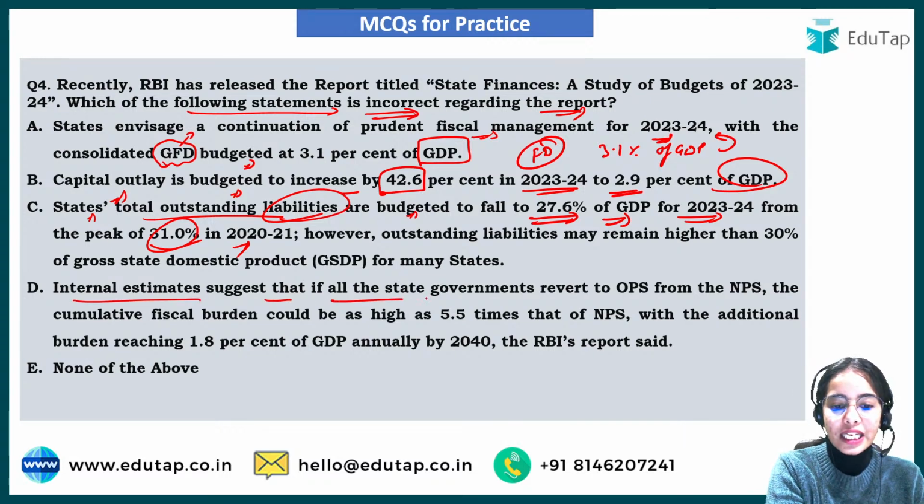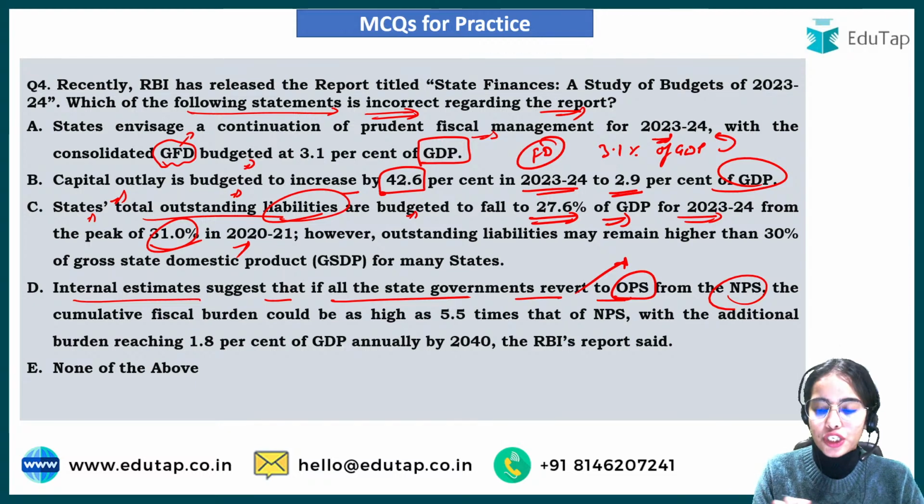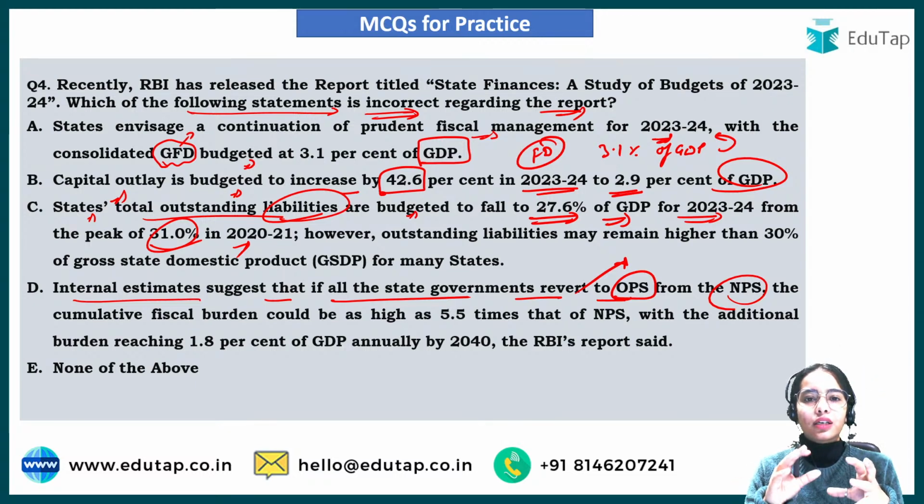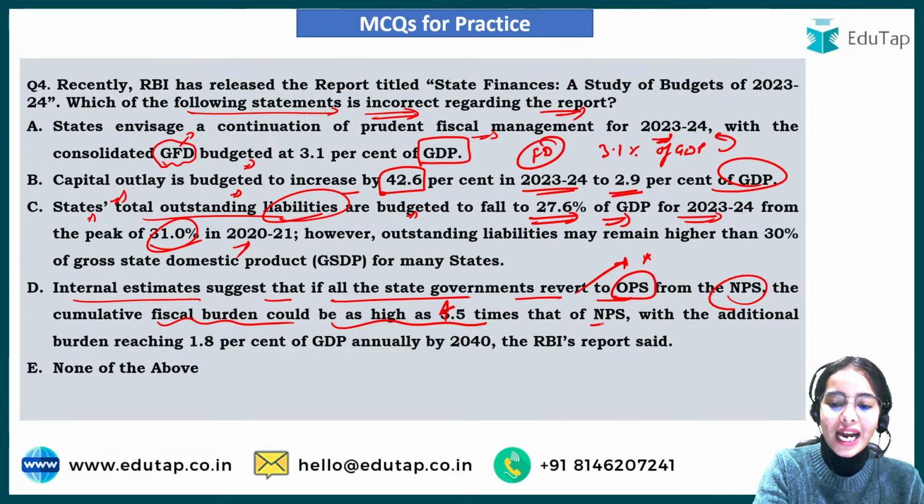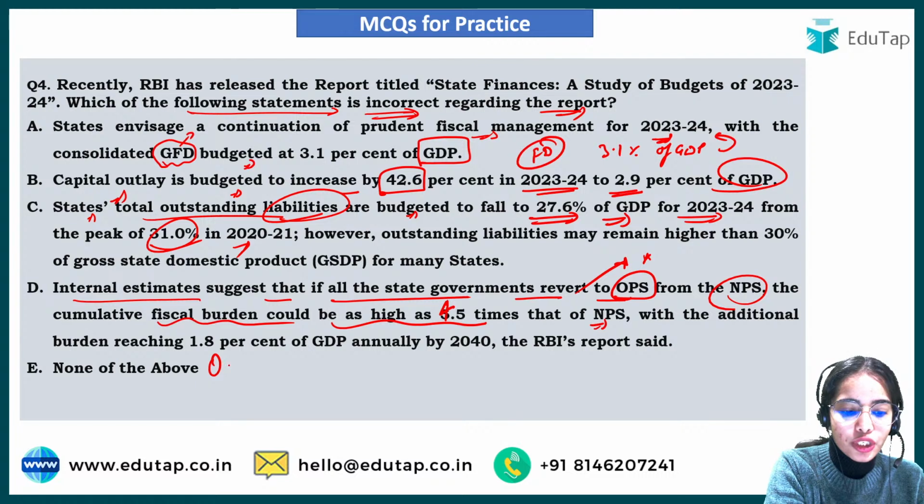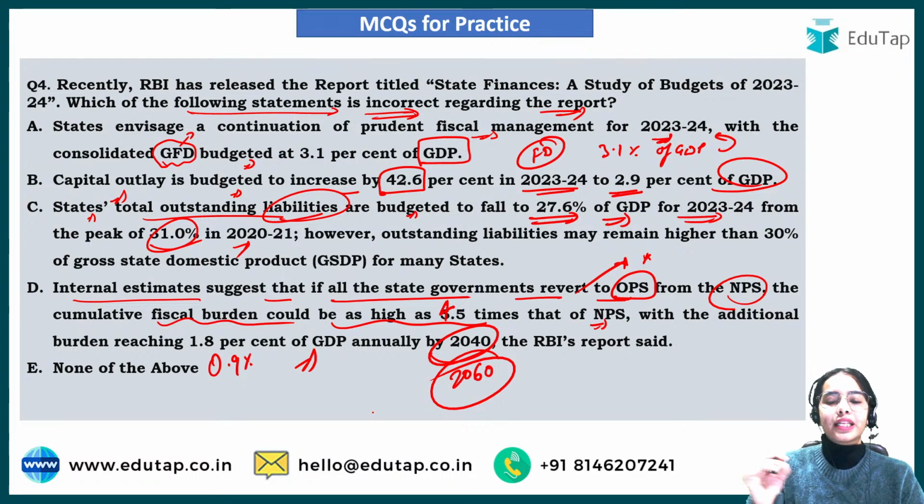Internal estimates suggest that if all the state governments revert to the old pension scheme. Now what is the old pension scheme? What is the new pension scheme? This also we have discussed in the session. If you have any conceptual misunderstanding or the clarity is not there, you can see the session. Here we are just revising the main points. If the state governments are going to revert to OPS, the old pension scheme, from the new pension scheme, the fiscal burden could be as high as 4.5 times that of NPS, with the additional burden reaching 0.9% of the GDP annually by 2060. This has been said by the RBI report.